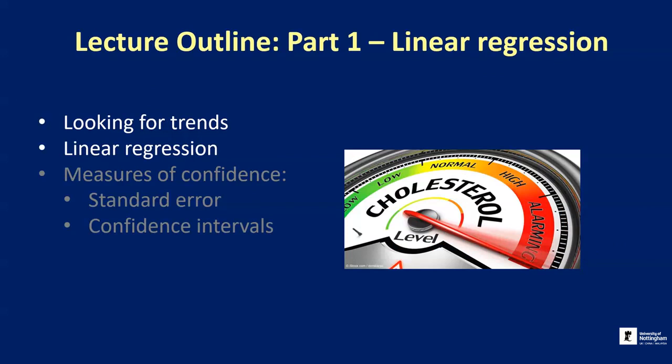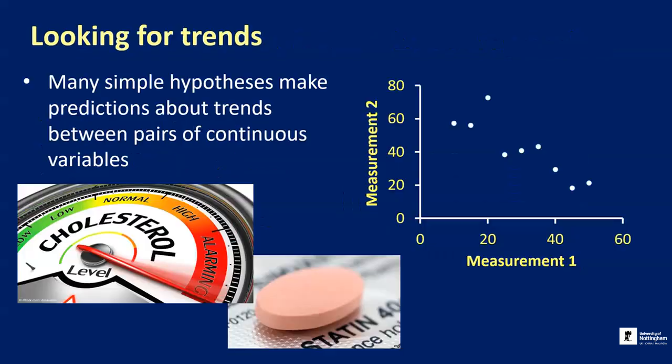So the first part then is to focus in on linear regression. So we're going to look at this important statistical test, which actually helps to illustrate many of the ideas that we've already talked about in the previous lectures. So when you're looking for a trend in science, what that really means is you're looking for an association between 2 or more continuous variables.